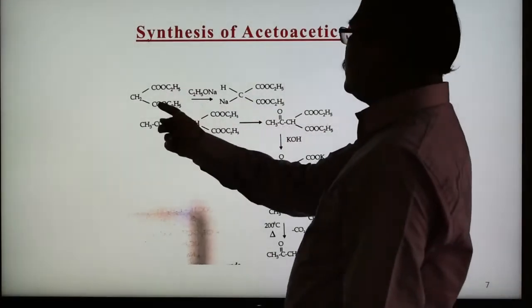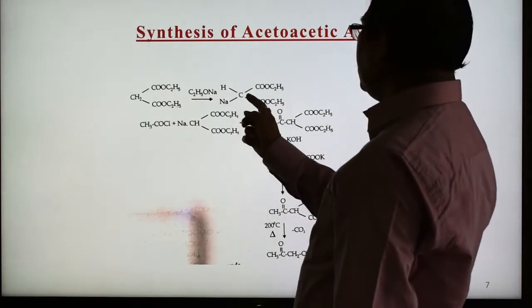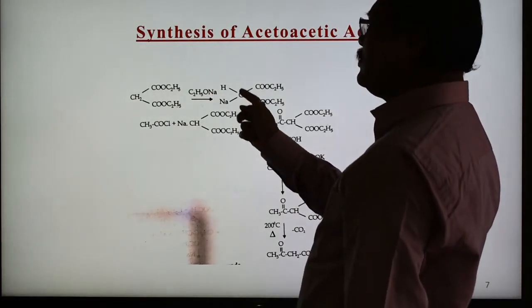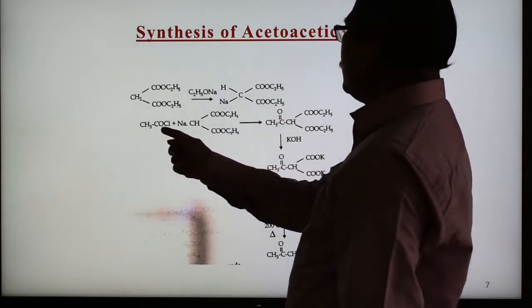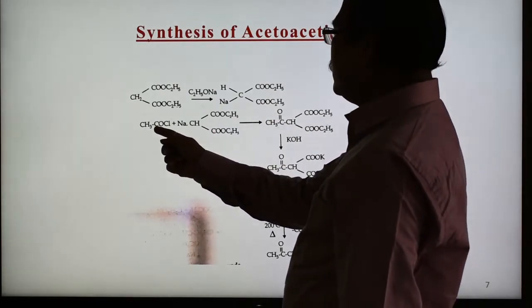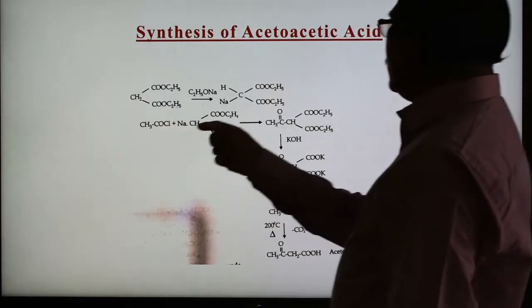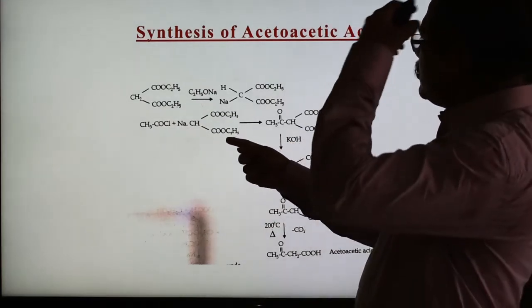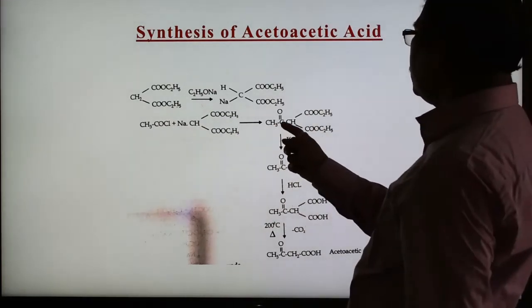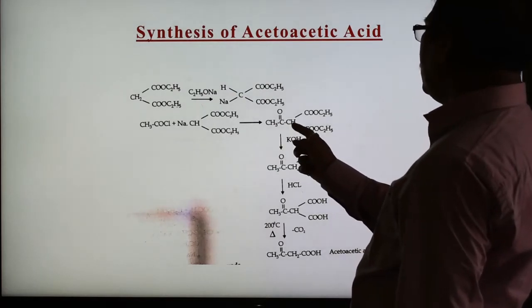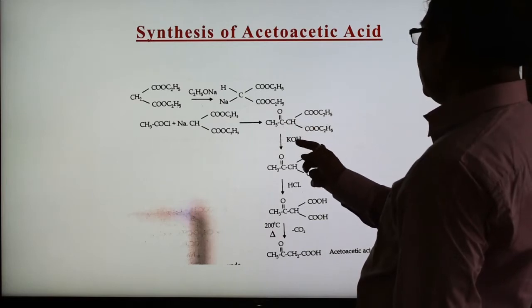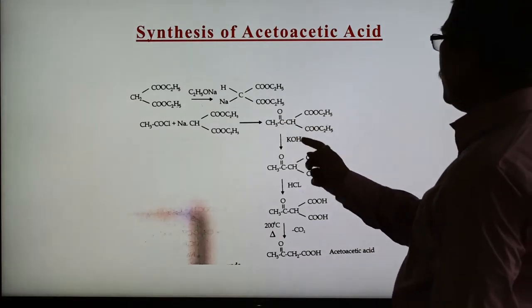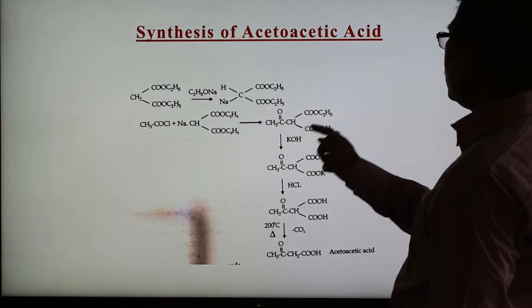the malonic ester. This is the reaction: ethoxide forms this type of compound, a negatively charged enolate, and this enolate reacts with acetyl chloride, and after that an acetyl group is attached to this. So the acetyl group is attaching to this carbon of the reactive methylene group. So this acetyl group attaches, and after that KOH undergoes hydrolysis.